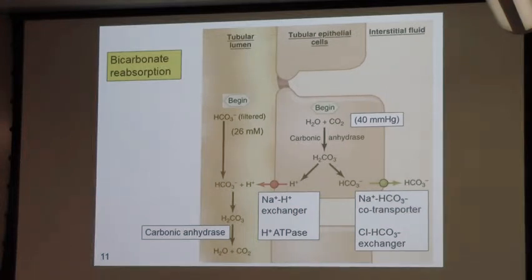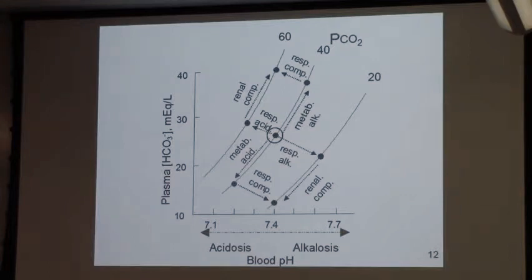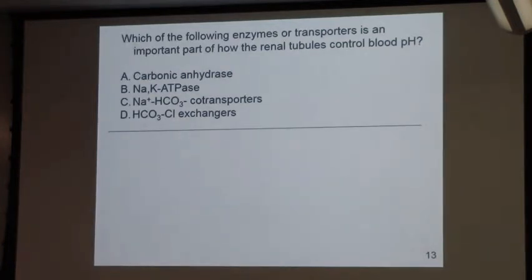So let's work with this. Here it is, our friend the Davenport diagram. We're trying to unload how renal compensation for respiratory acidosis or renal compensation for respiratory alkalosis can happen. Okay, let's do this as a set of clickers. Let's do this one first. Which of the following enzymes or transporters is an important part of how the renal tubules control blood pH?